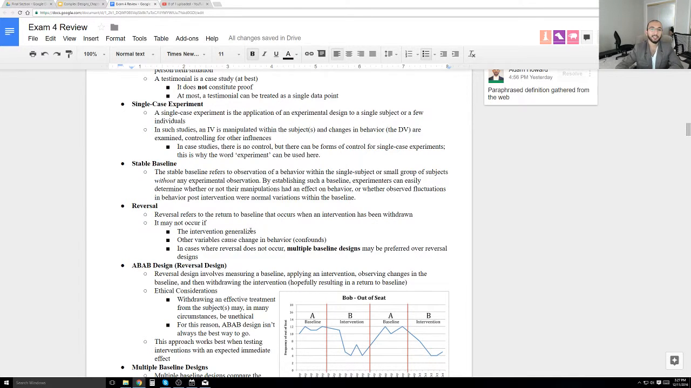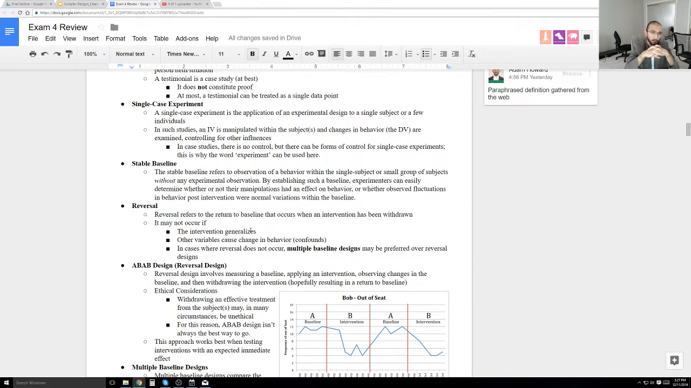So getting into single case experiments, a single case experiment involves the application of experimental design to a single subject or a few individuals. So if I'm running an experiment on John, Steve, and Harry, that's still a single case experiment. If I'm running it on just John, that is still a single case experiment. We don't have a representative sample. It's not a large-scale normal research experiment, but we're still manipulating an IV, we're measuring a DV, and we may or may not have a control, and we'll go into that.